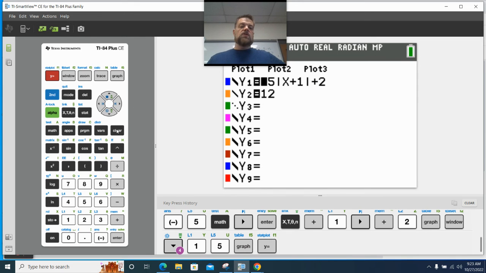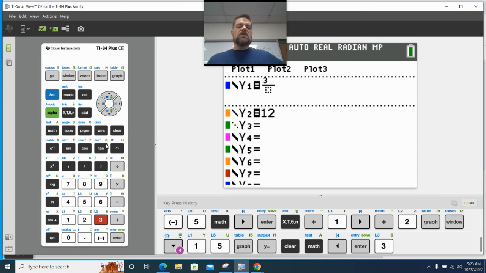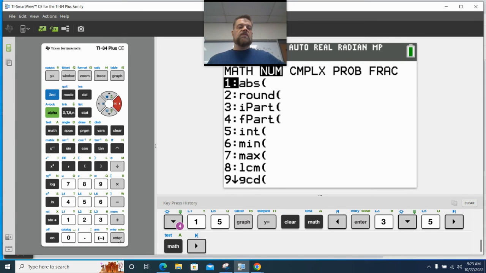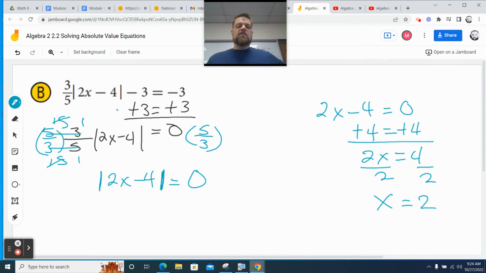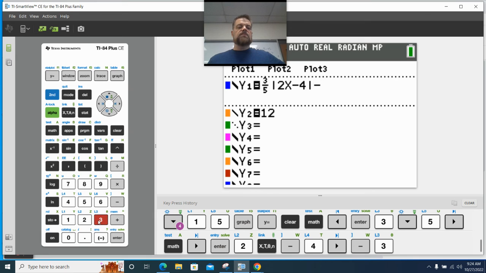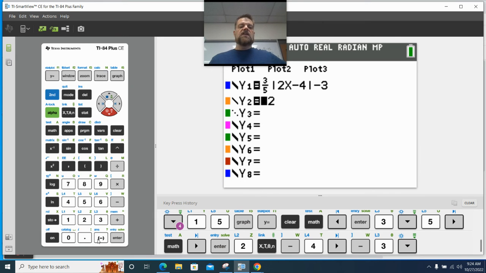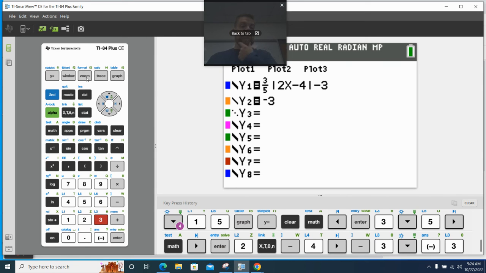So go into y equals, clear this out. We're going to hit math, and do the fraction thing. I'm going to do 3/5. Then I'm going to hit math again and do the absolute value thing. What goes in there? 2x minus 4, and then minus 3. So I'm going to say 2 times x minus 4, and then minus 3 here. And then my y value is just going to be negative 3. Make sure you put the negative sign. Notice that the negative sign looks slightly different than the minus sign, the subtraction symbol. I'm going to do zoom standard.